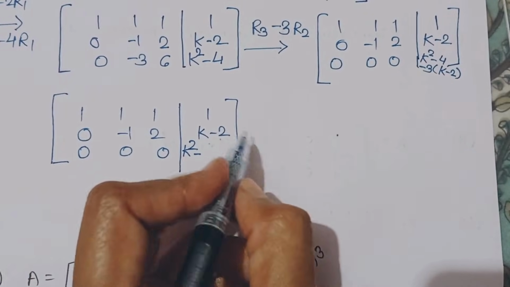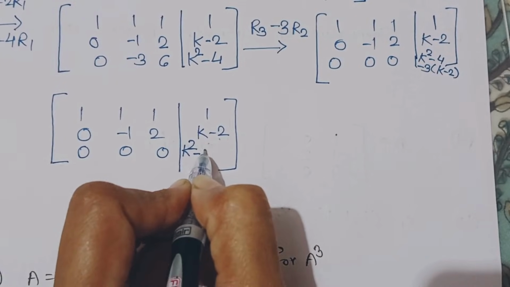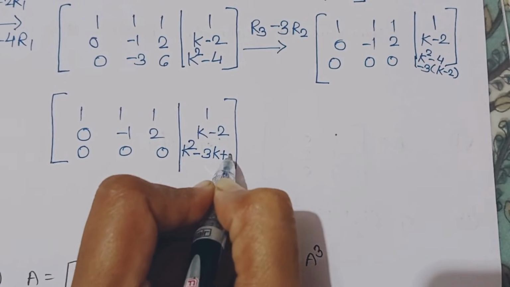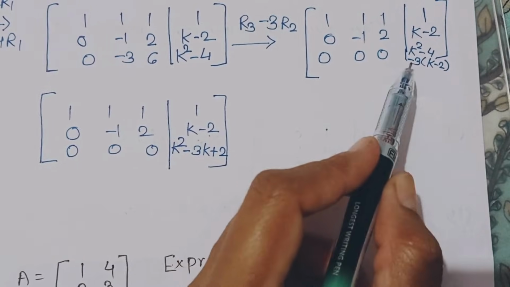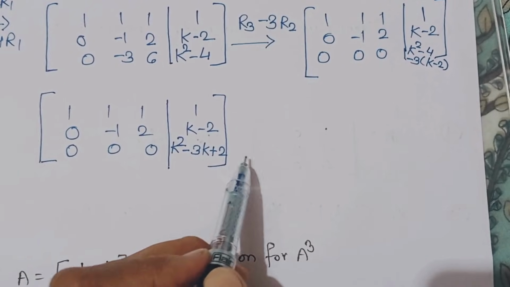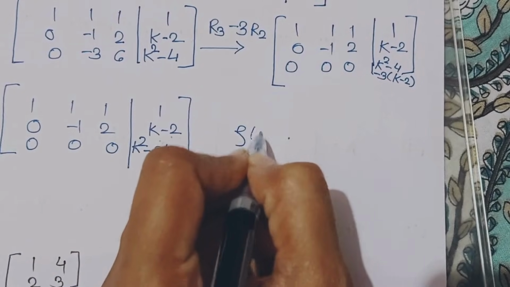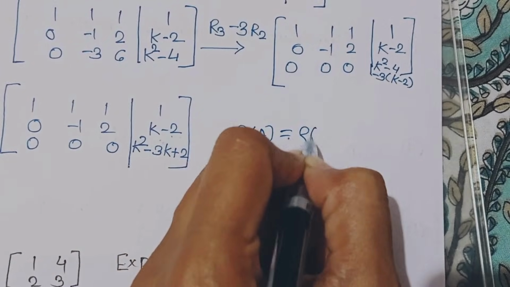minus 3k plus 2. So after simplifying this, we have k square minus 3k plus 2 equal to 0. Since this system is consistent, rank of A is equal to rank of AB.